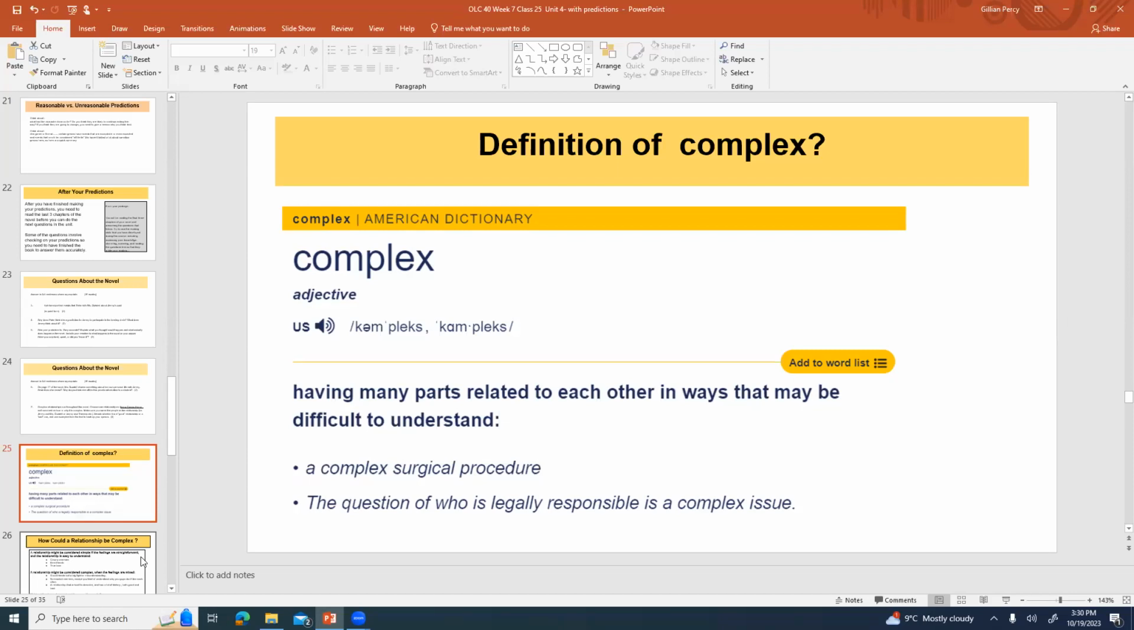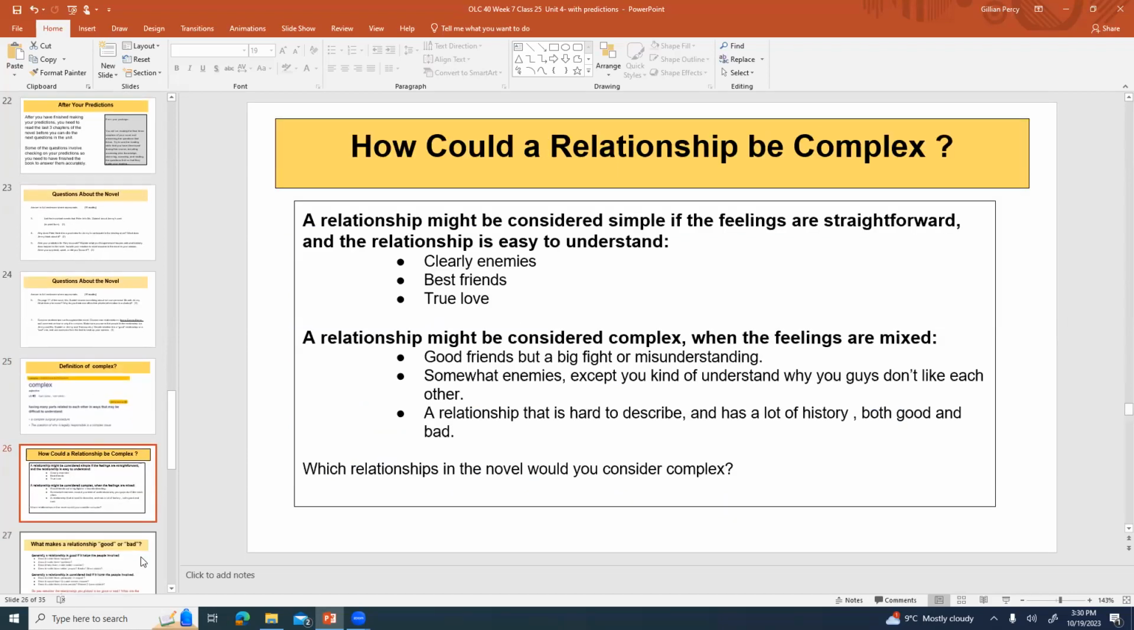All right, so how does that relate to a relationship? How can a relationship be complex? A relationship might be considered simple if the feelings are very straightforward and the relationship is easy to understand. So clearly, enemies. For example, think about the Avengers and the bad guys that come from space and attack New York. It's a very simple relationship. We're enemies. We're going to try and kill each other. That's all there is. That's simple.